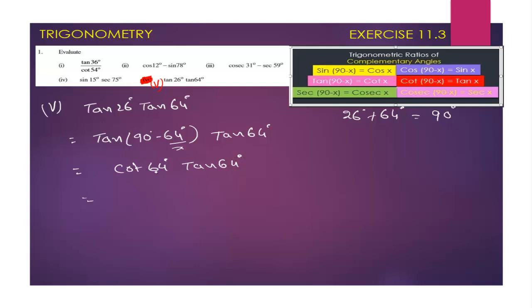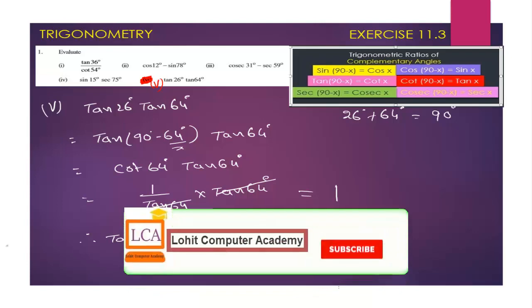Here we have cot 64 and tan 64. Cot 64 is the multiplicative inverse of tan 64. So we can write cot 64 as 1 by tan 64, into tan 64. Here, in the numerator and the denominator the same value, both get cancelled. It remains 1. Therefore tan 26 degrees into tan 64 degrees equals 1. That's it. The first problem is over.